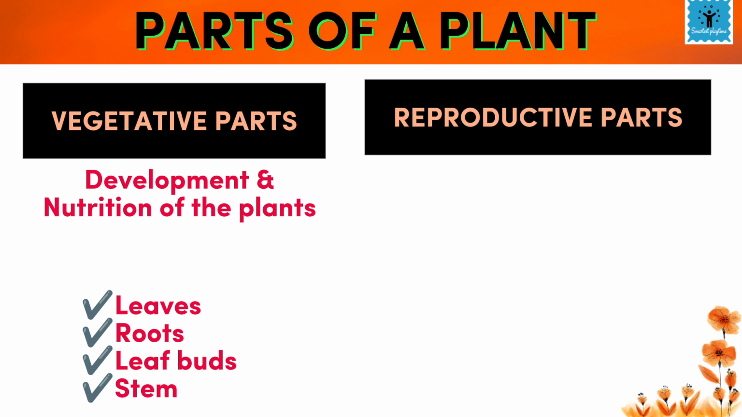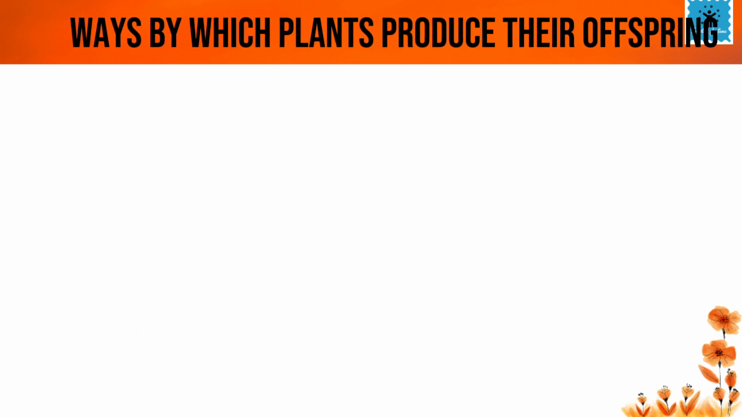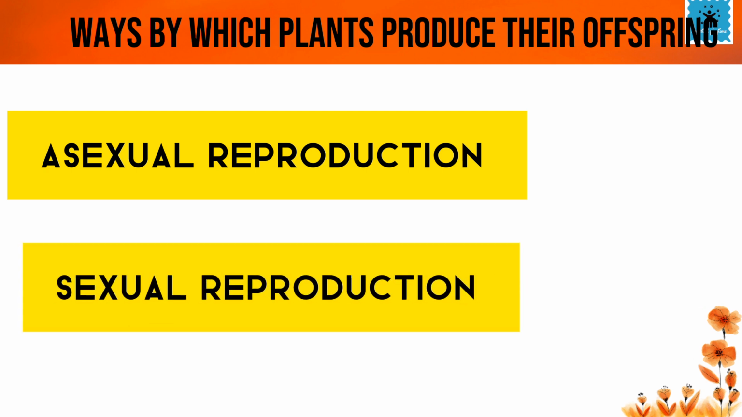The second category is the reproductive parts. These are involved in the production of seed. They include flower buds, flowers, fruit, and seeds. There are different ways by which plants produce their offspring. These are categorized into two groups: asexual reproduction and sexual reproduction.